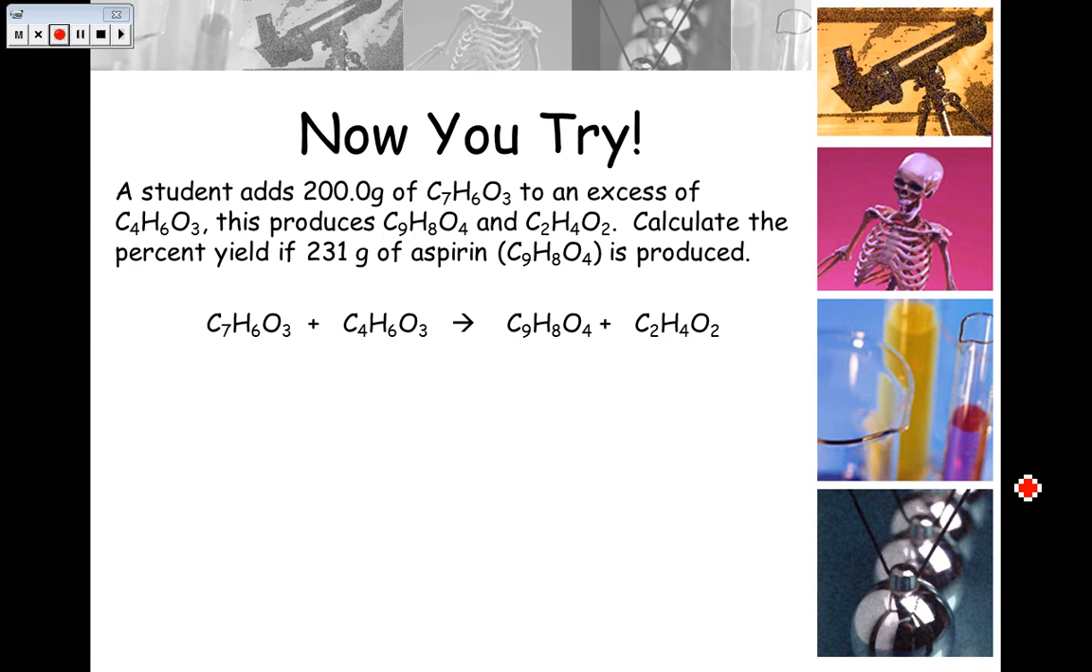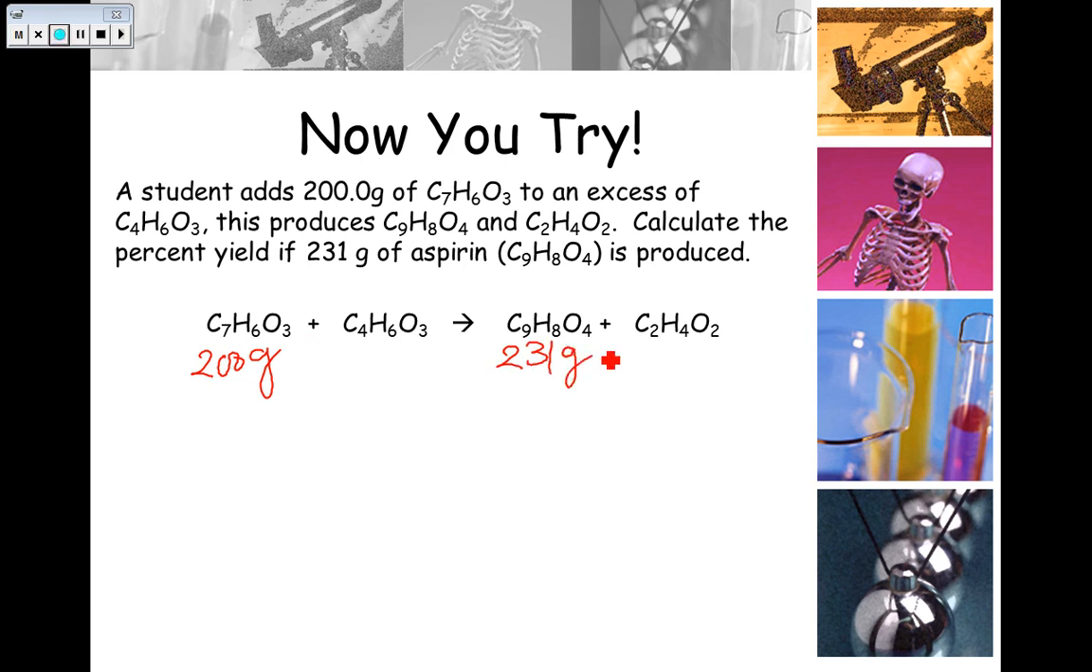Now, they gave you the reaction, which makes your life a lot simpler. And as a matter of fact, it's actually balanced. So, great. Now, I'm just going to pull out information from the problems that's given to you. Add 200 grams of C7H6O3. I'm going to go ahead and write that I got 200 grams of this guy. And I'm going to read this and say, oh, calculate the percent yield if 231 grams of aspirin is produced. So this is 231 grams.